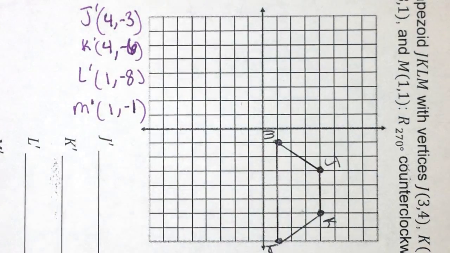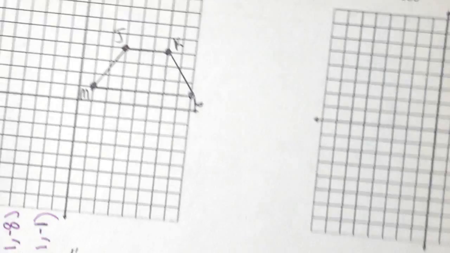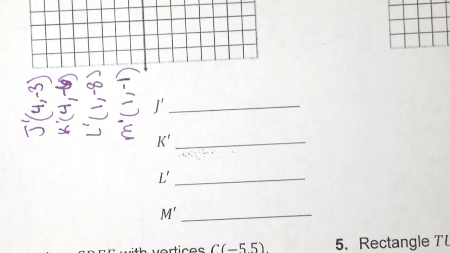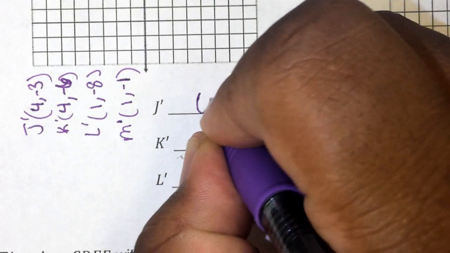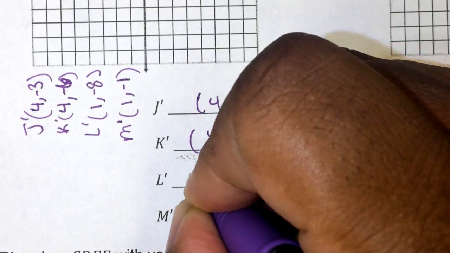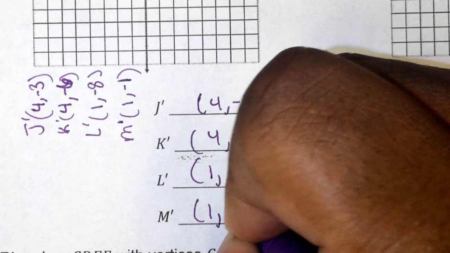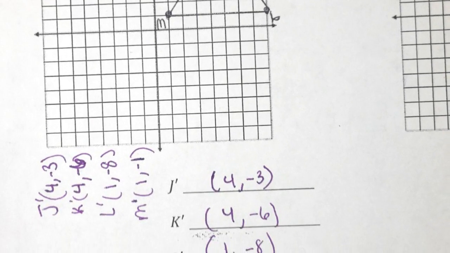Yeah, that's done. So I got my points that I need. Now I want to turn my paper back straight. Don't take no shortcuts. Do it full out like I do it. You take shortcuts, that's when you start losing. So I got those coordinates. I'm going to write them in over here, just to rewrite them. Parentheses 4, -3. 4, -6. 1, -8. And 1, -1. After that, I'm just going to graph those, and it should look like my rotation.